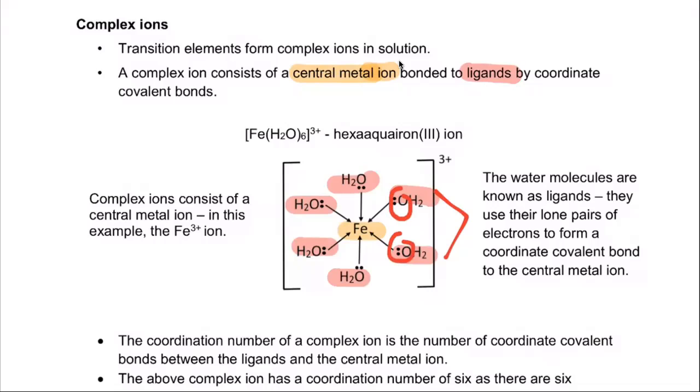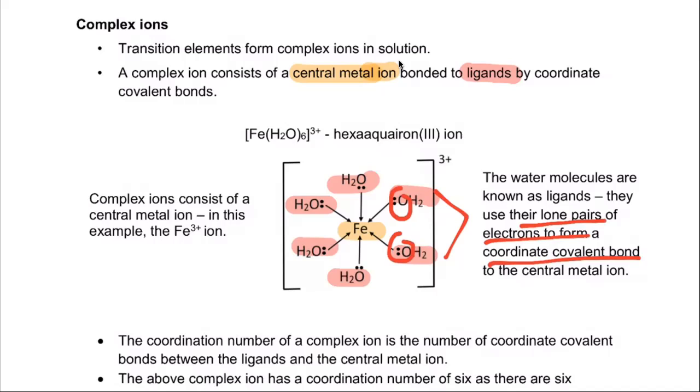It doesn't have any extra electrons once it's become an ion. And so in order for these ligands to bond to the central metal ion, they use their lone pairs of electrons and they form what's called a coordinate covalent bond. A coordinate covalent bond is a covalent bond where both of the electrons being shared come from the same substance. They come from the same molecule. So in this case, the water is donating 2 electrons from the oxygen to pair up with the iron. The iron is not donating any electrons.